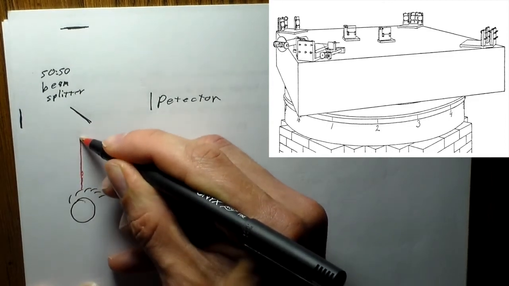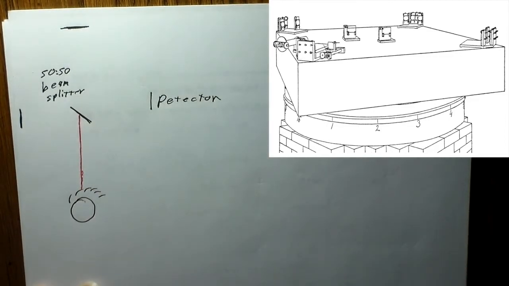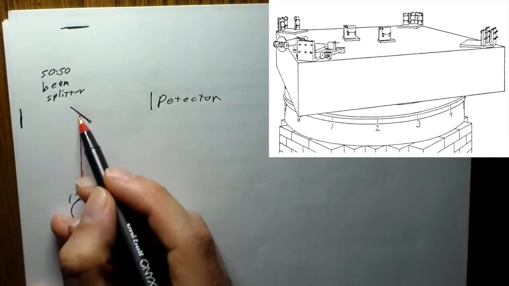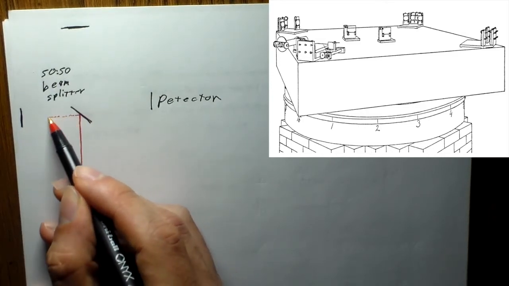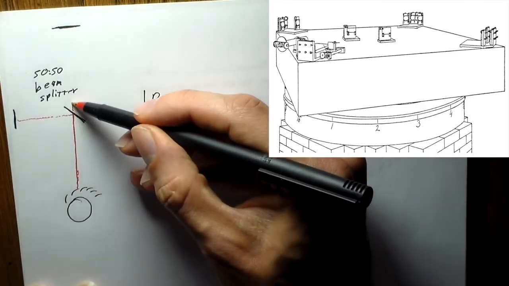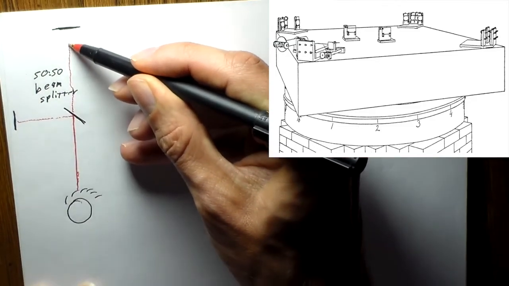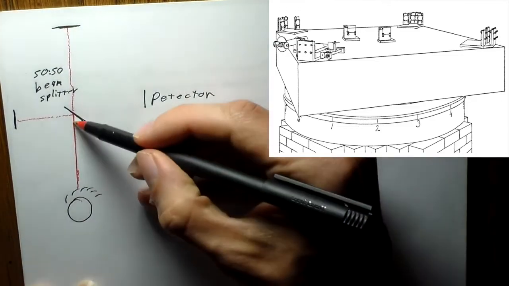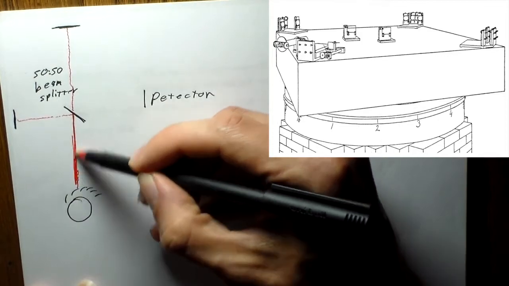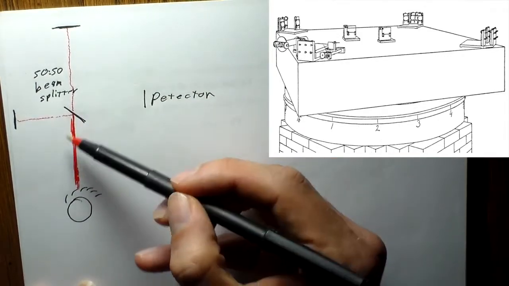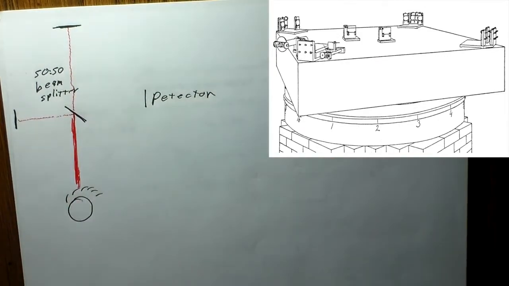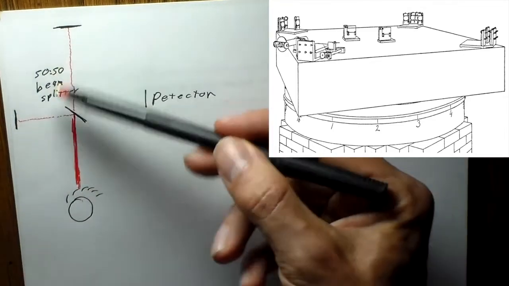So my light is coming up like this, and then it hits the 50-50 beam splitter. So half of it is going to bounce this way, and half of it is going to continue up this way. Okay, so this right here is my very, very thick beam, right? So that's the very thick beam, and then down here the intensity has been reduced by half. So then it hits these two mirrors.